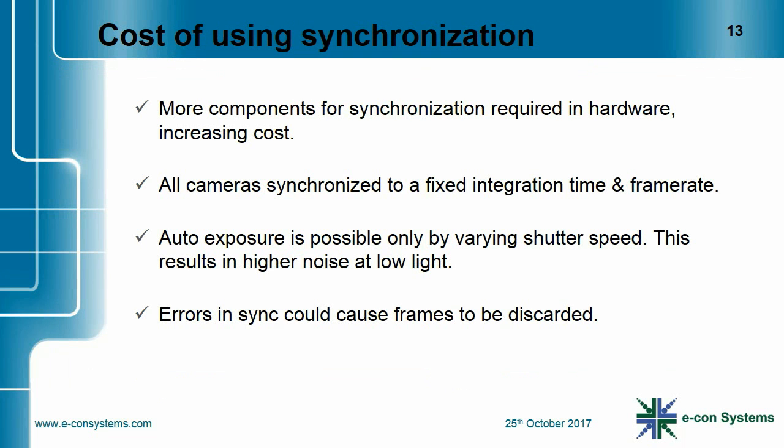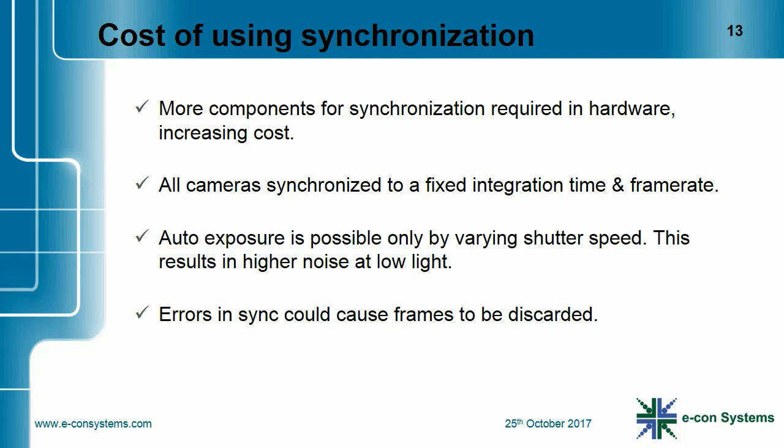Although synchronization is a good feature to have, it has its disadvantages as well. So it is always best to use synchronization only when it is absolutely required. For example, when synchronization is implemented in the hardware itself, this increases the cost of the hardware setup. Normally, auto exposure in a camera is implemented by either varying the integration time or varying the shutter speed of the camera. But in the case of a synchronized camera, the integration time as well as the frame rate of the camera are fixed to a specific amount. So the auto exposure is only possible by varying the shutter speed of the camera.